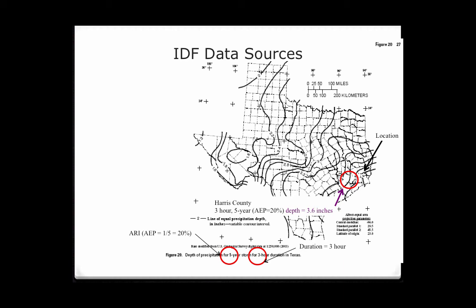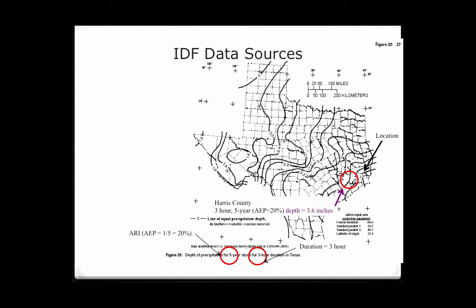The other piece of information that the maps convey is a probability or an annual recurrence interval. In this particular instance, it's done as an annual recurrence interval. So this is the depth of precipitation for a 5-year storm for a 3-hour duration. So we have probability, duration, and finally location, which is the whole point of the map. And then once you know your location of interest, you can interpret the contour lines.